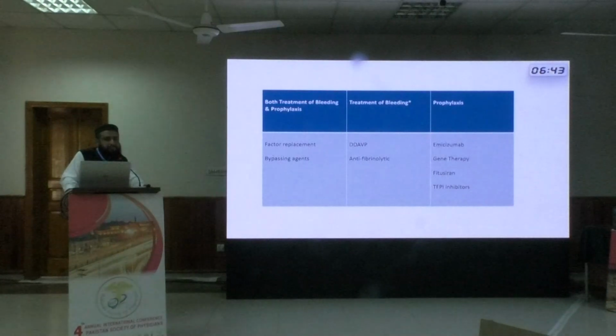Regarding treatment, if we classify, some can be used for both bleeding and prophylaxis. These include factor replacement, bypass agents, cryoprecipitate, and FFPs where there are affordability and availability issues. The treatments that can be used only for bleeding are desmopressin and antifibrinolytics, and for prophylaxis, emicizumab, gene therapy, fitusiran, and tissue factor pathway inhibitors can be used. Some of these are investigational, like gene therapy, fitusiran, and TFPI inhibitors.